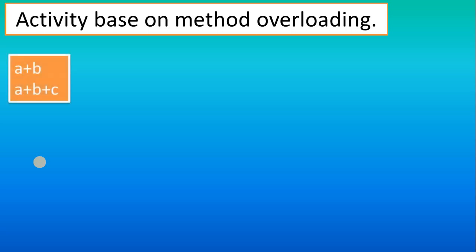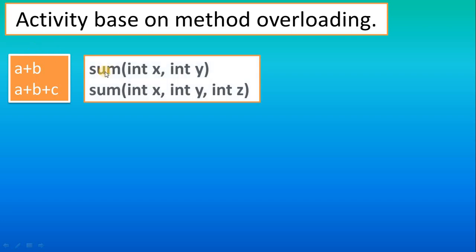Activity based on method overloading: we will take one simple task for your understanding. Here I want addition of 2 numbers and addition of 3 numbers. So here you can use the method overloading concept. You have to use methods like sum having 2 parameters, because we are going to perform a plus b, and sum having 3 parameters. In both cases you can use the sum method, but the activity is different: addition of 2, addition of 3. Their name can be the same because they are performing the addition operation. So now we move on to Eclipse and perform this task.